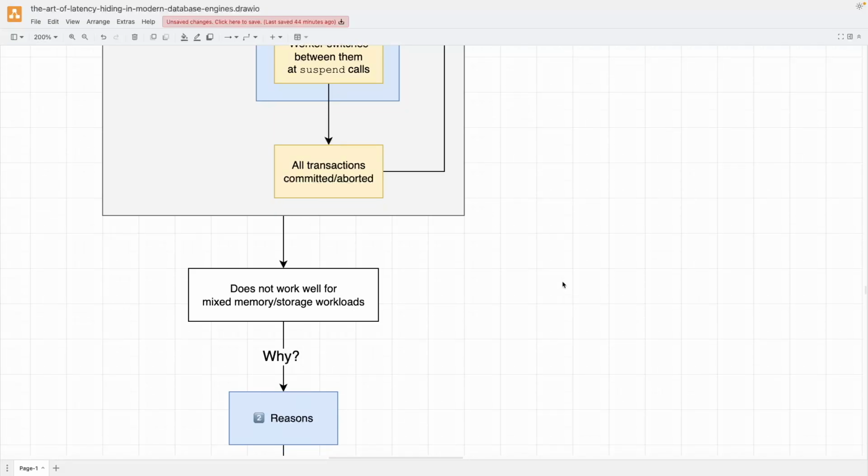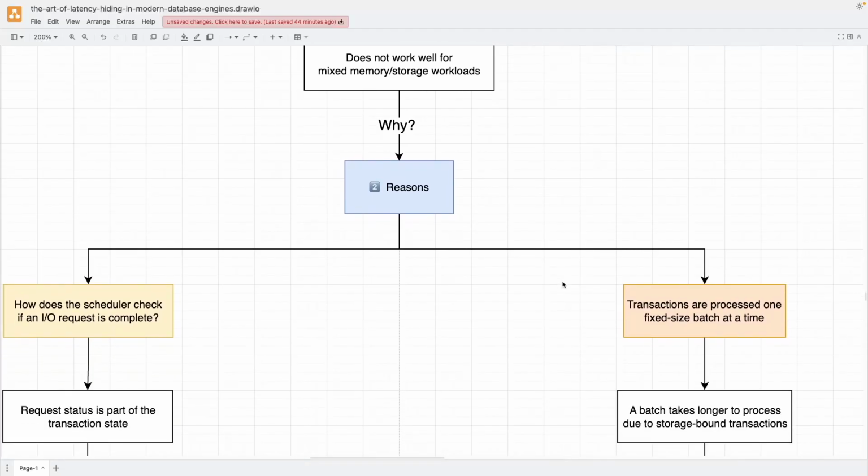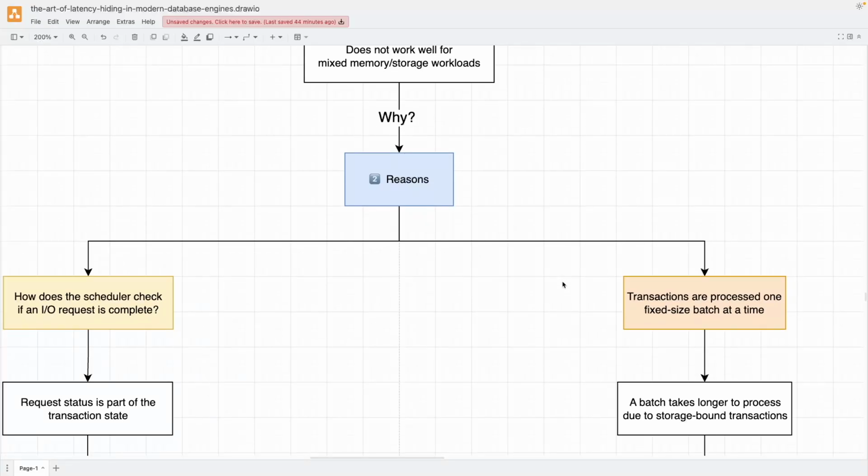When you're dealing with data in your memory and you're dealing with data which is in your storage, in your SSD. The reason why it doesn't work well is because of two reasons, which we'll dive into deeper now. It's quite interesting. One is that the scheduler needs to check, right, if a certain IO access is finished or not. That means if a certain memory access, that is like your prefetch instruction, or if a storage access, that is your asynchronous IO instructions to your SSD, if those have completed or not.